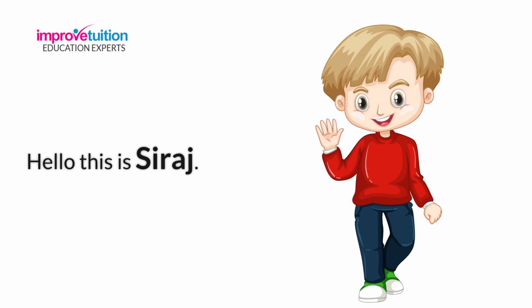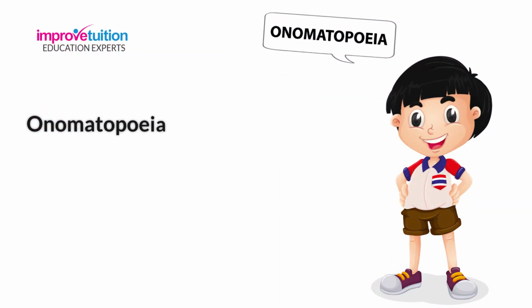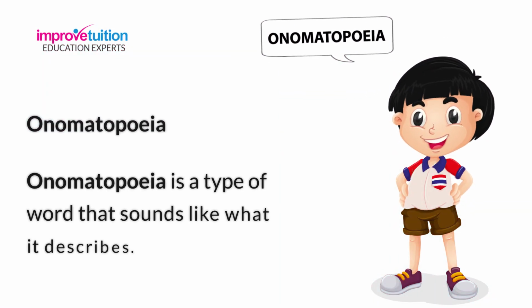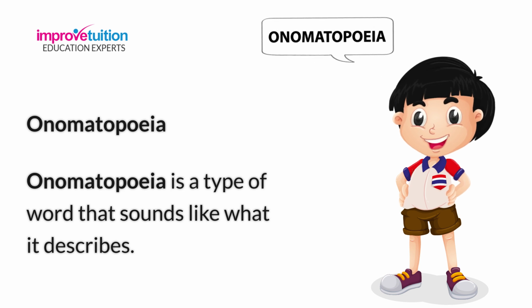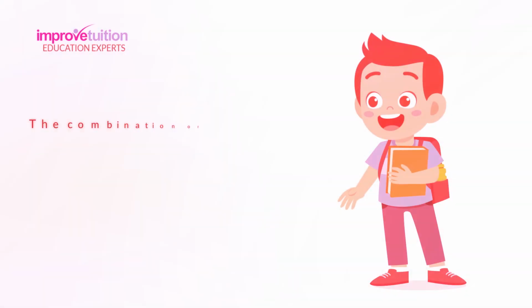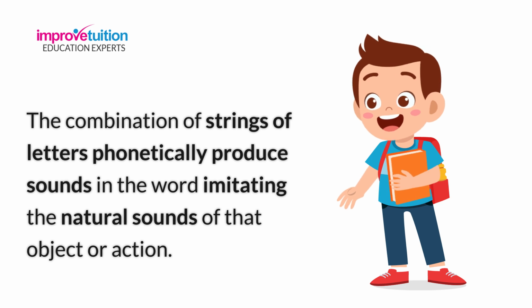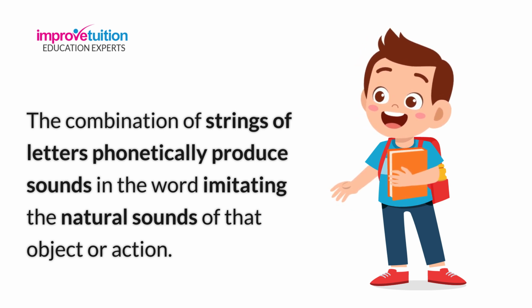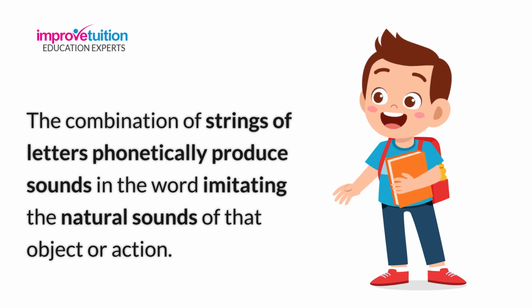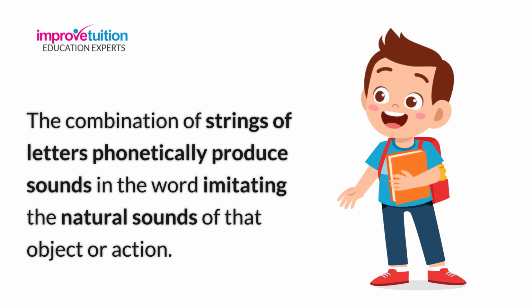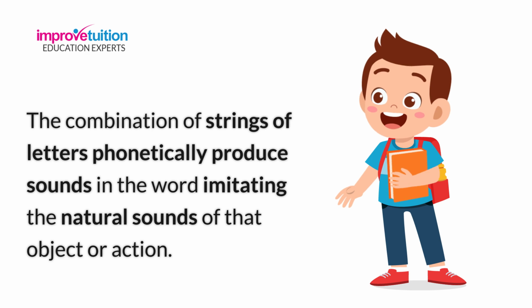Hello, this is Siraj. Onomatopoeia. Onomatopoeia is a type of word that sounds like what it describes. The combination of strings of letters phonetically produce sounds in the word imitating the natural sounds of that object or action. So the letters phonetically imitate the natural sounds.